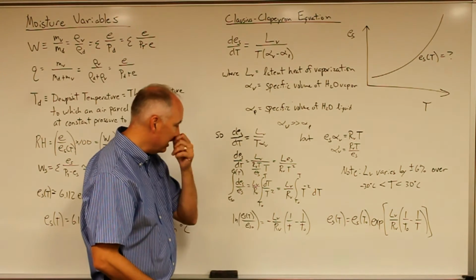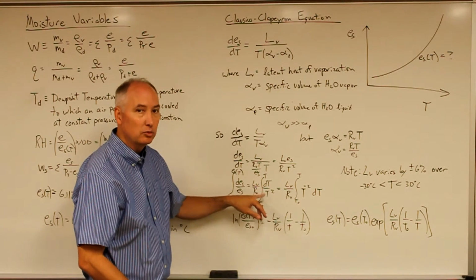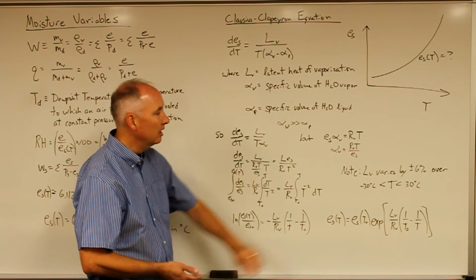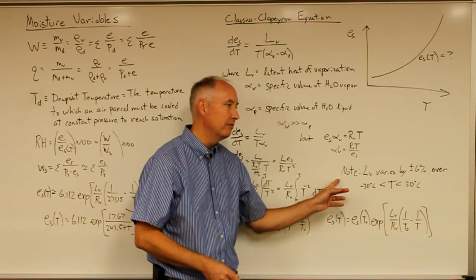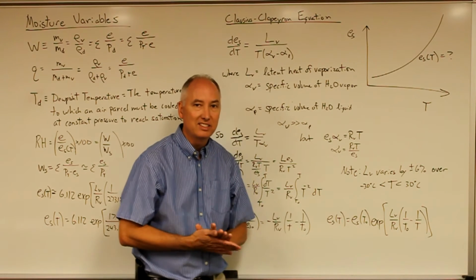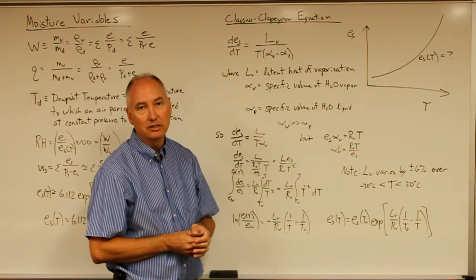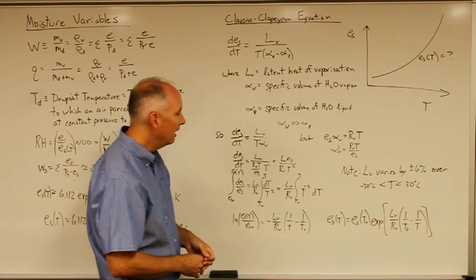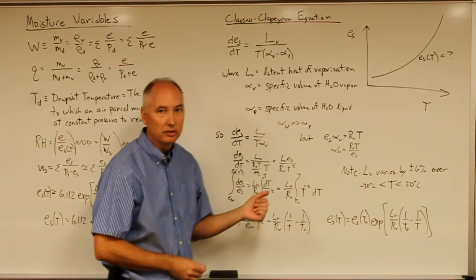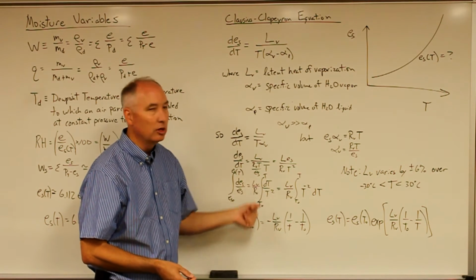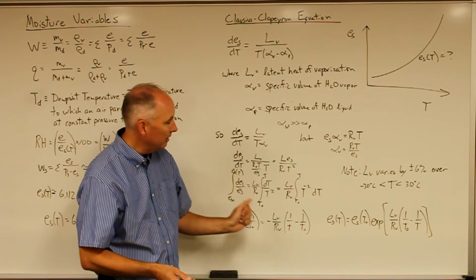And then the right-hand side, in order to do this, we have to assume that the latent heat of vaporization is constant. And we'll note that the latent heat of vaporization varies by plus or minus 6% over the temperature range of minus 30 degrees Celsius to 30 degrees Celsius. So what we're doing is we're introducing a significant inaccuracy into this equation by solving it analytically.